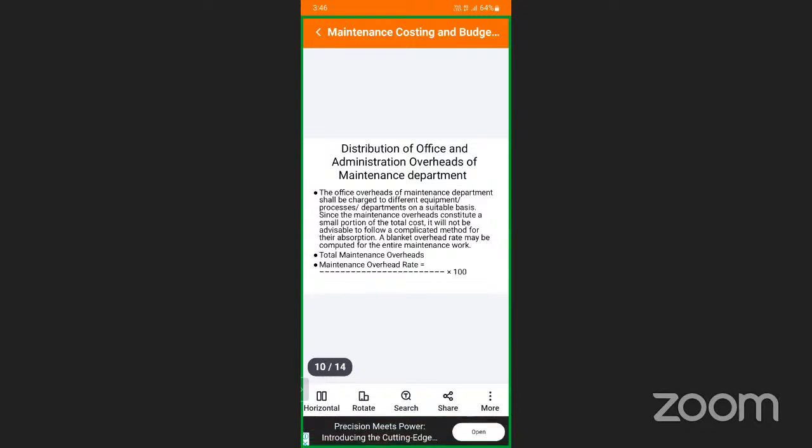You need to find that, and you need to find out the total cost of all the components of the cost sheet. So this is how you find out the cost of the maintenance department.